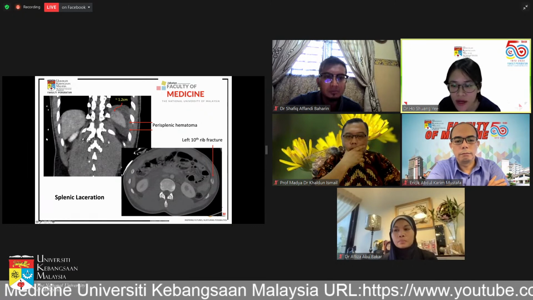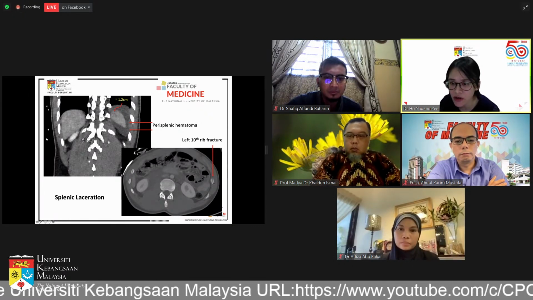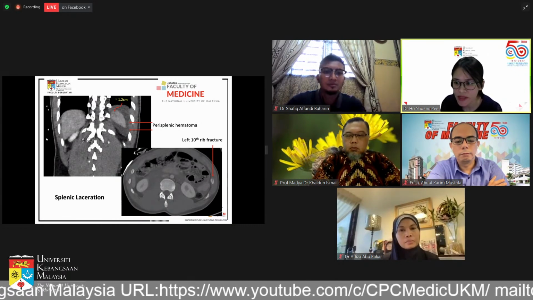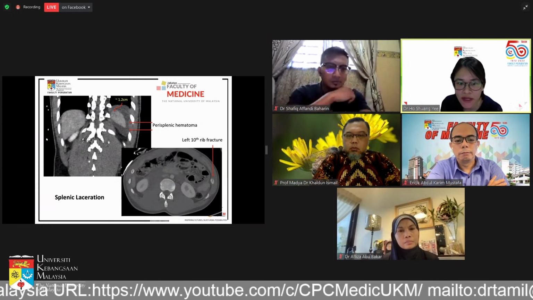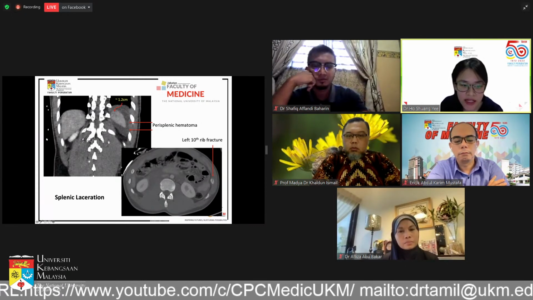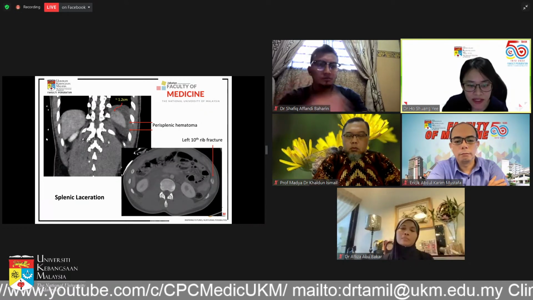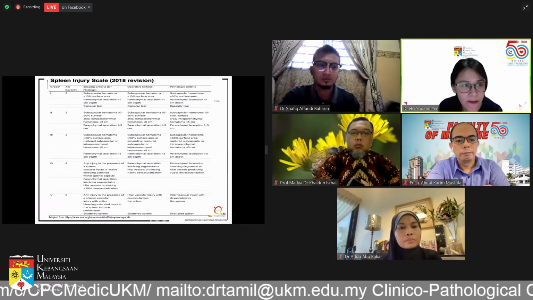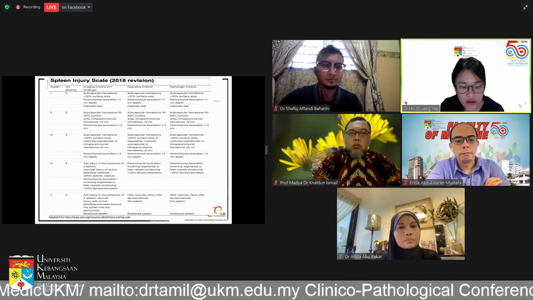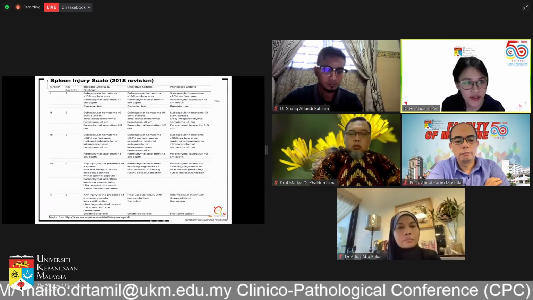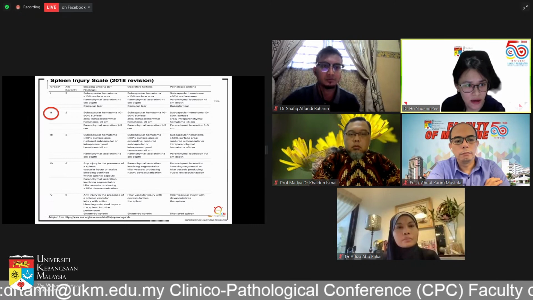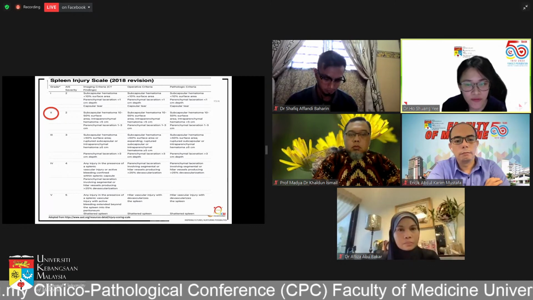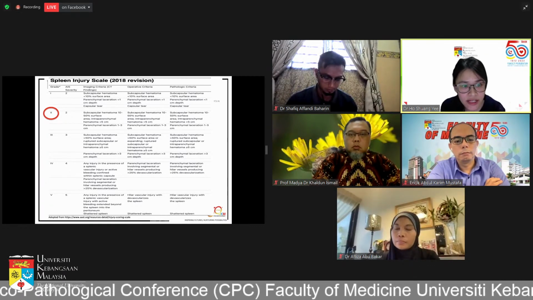And on a bone window, you can see there's a fracture over the left 10th rib. So overall, we can presume that the patient actually had an impact over the left side of the upper abdomen, and we strongly believe that this patient has some kind of splenic injury. So based on the American Association for the Surgery of Trauma, they have a grading for different solid organ injuries. For this patient, the splenic injury falls into grade 2, where there is a parenchymal laceration of less than 3 centimeter.